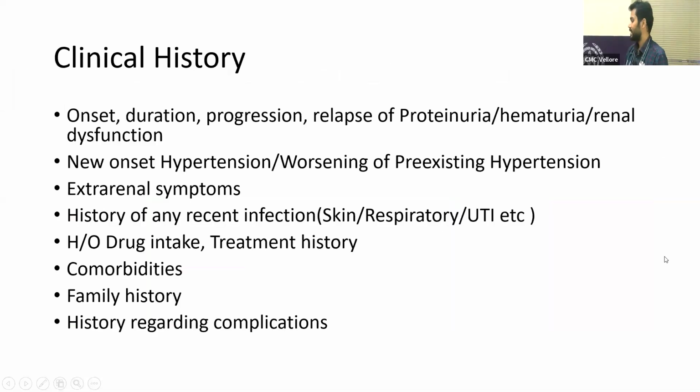So what is the clinical history? How will you approach a patient? First, when we are seeing the patient for the first time, you have to ask the duration of symptoms, how it started, and whether it is static or progressing now, or whether he had a similar type of illness in the past that was in remission and has now relapsed, or whether it is only proteinuria.